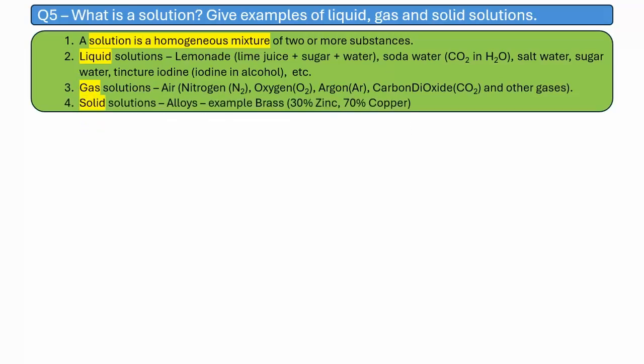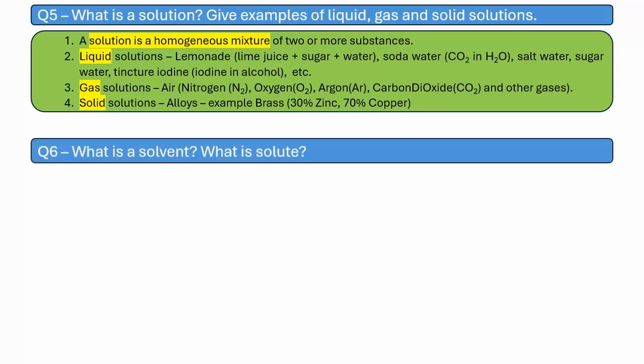So you have solid solutions also, which are called alloys. For example, brass. Brass has 30% zinc and 70% copper. So when you mix these two metals, you get another metal called brass, and that is a sort of homogeneous mixture, and it is a solution of a solid in another solid. That's why it's called an alloy.